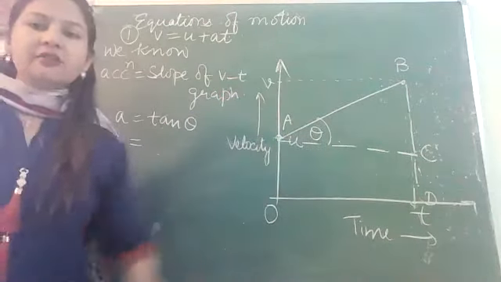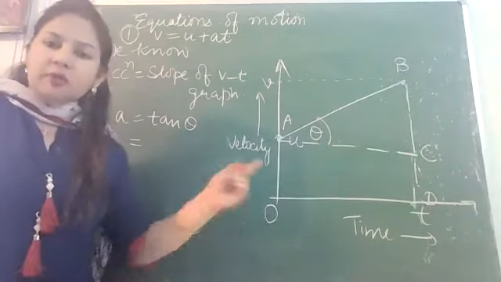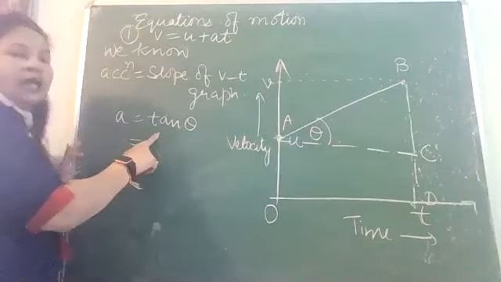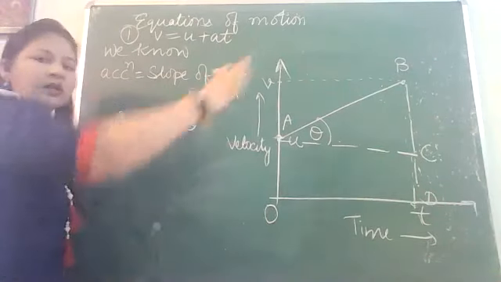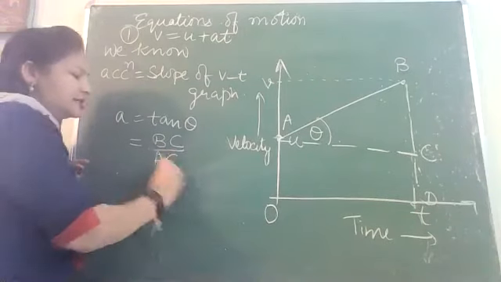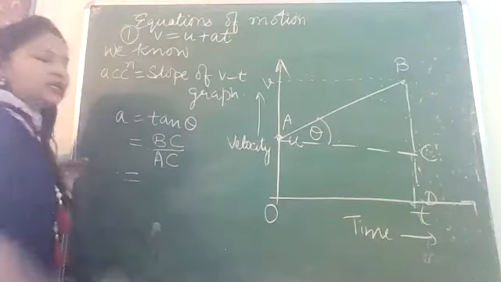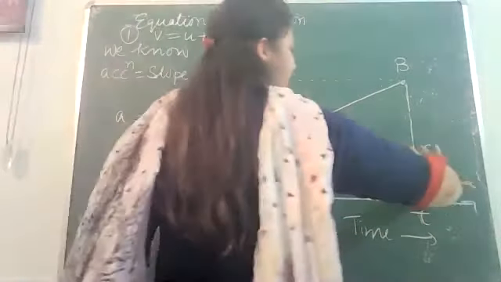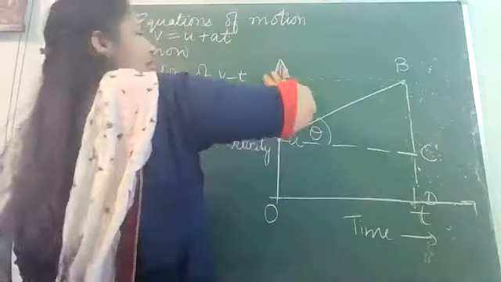You have completed a right angle triangle. Now the slope of this line will give you the acceleration of the object, so that we can calculate by tan theta, which is perpendicular over base. Perpendicular is BC and base is AC. Who will tell me what BC is? See, this is u. From here to here is u, and from here to here this is B.